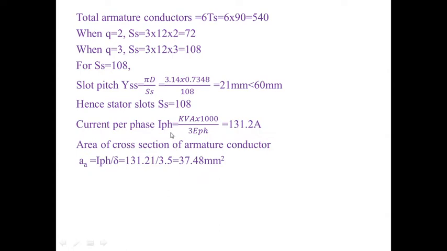Now current per phase I phase equal to kVA into 1000 divided by 3 into E phase. So you'll be getting 131.2 amps is the current per phase. So area of cross section of armature conductor A equal to I phase by delta. So 131.21 divided by 3.5, that is 37.48 millimeter square. That is the area of cross section of armature conductor.